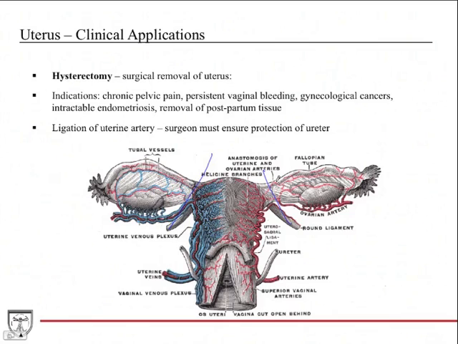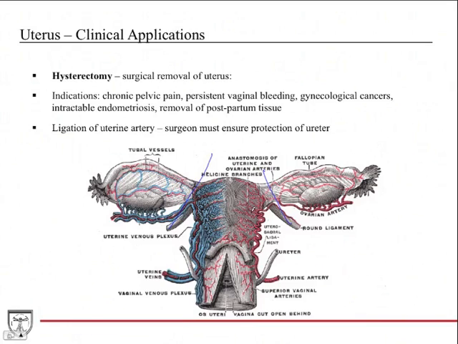This is a very commonly done procedure by gynecological surgeons. Chronic pelvic pain: if the pain is refractory to medical management and they just can't take it anymore, you can consider taking the uterus out. Persistent vaginal bleeding that is not amenable to medical therapy or other conservative measures. Gynecological cancers, obviously, you would want to take the uterus out. Intractable endometriosis, where the endometriosis has gotten so bad that the pain disrupts the patient's life, so you would want to take it out. Also, if there's postpartum tissue that remains within the uterus that would put them at risk for infection or other complications, you would want to take the uterus out to prevent those complications.